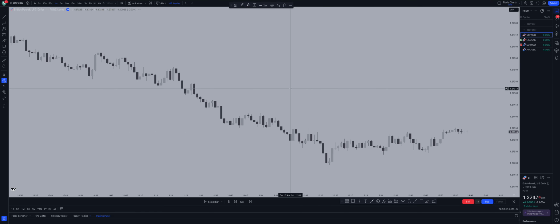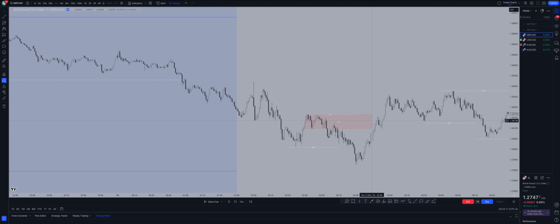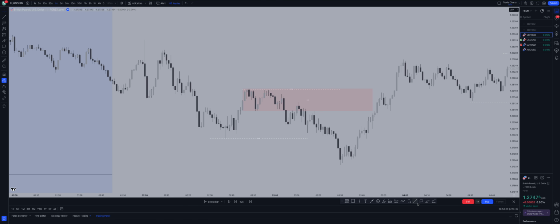So let's take a quick look. Last point of inducement would technically be over here. You would have entered there, but realistically, are you really going to take a sell with all this liquidity right here? Probably not, so no trade.